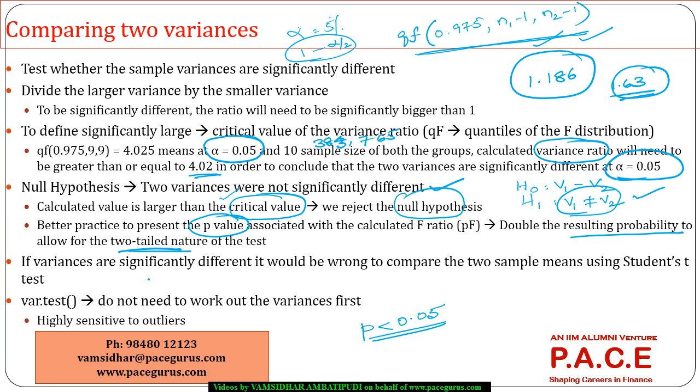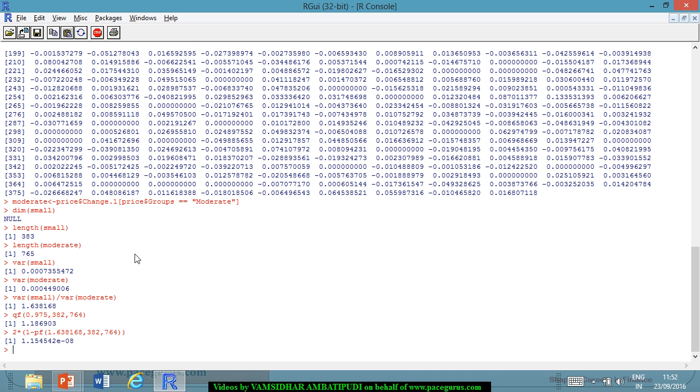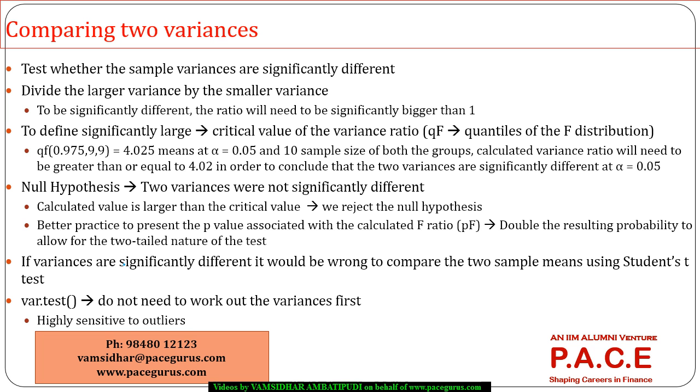Now, why do we really compute the variances here? Why are we comparing the variances? The main assumption here is if the variances are significantly different, then I cannot compare the means of the two groups using the t-distribution. There is one more important logical point that you have to understand. If the variances are significantly different, which is the case here between the small and the moderate, then I should not use the t-test to compare the means between the two groups. So that is one more reason why we should really compare the variances first, because I can't use the t-test directly if the variances between the groups are significantly different.